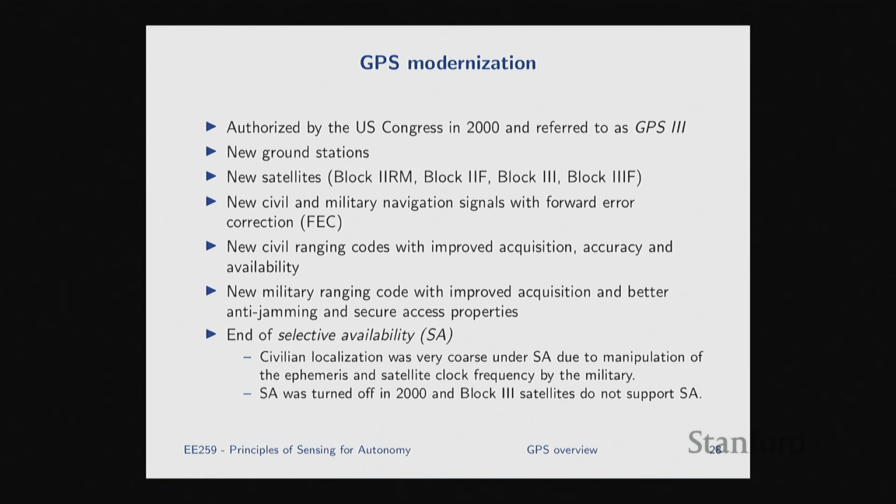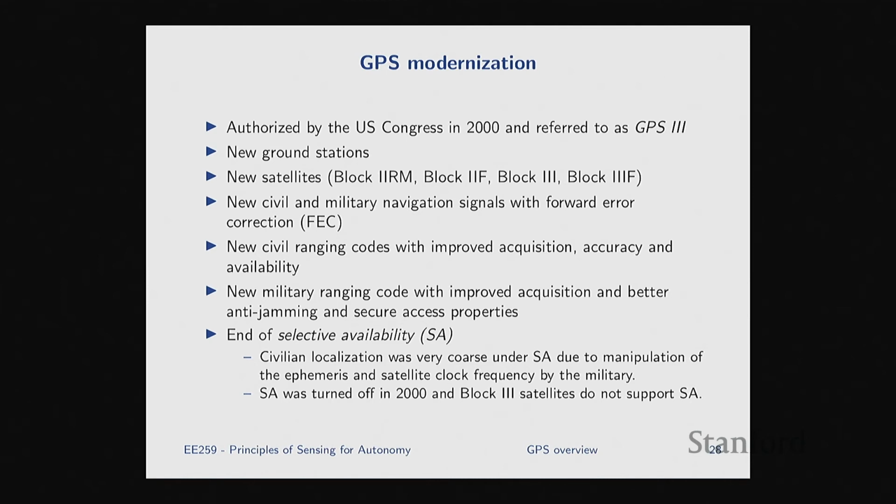For instance, one of the big things that was added was forward error correction, which really helps in cases where you have weak signals. If you have forward error correction, you can recover. And I'll talk about what new civilian and military codes were added, but possibly the most important thing that happened as part of the GPS modernization was the end of what was called the selective availability, or SA.